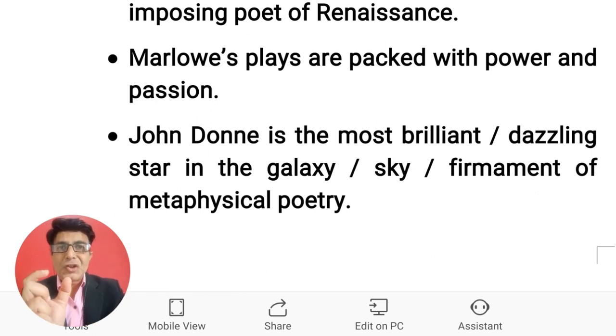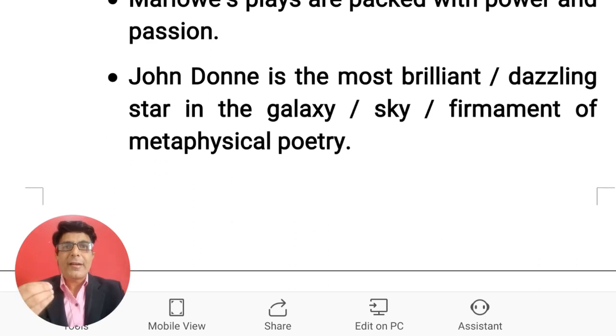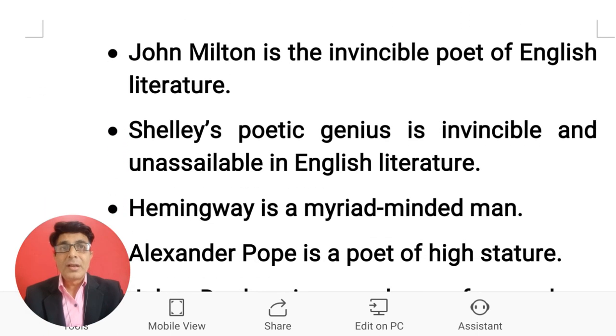So instead of the name John Donne, you can use any other. You can write John Keats. If you are writing an answer on John Keats, P.B. Shelley, or any other poet, you can use this sentence: P.B. Shelley is the most brilliant star in the firmament of English poetry. Or you can use this kind of sentence: John Milton is the invincible poet of English literature, right? Or you can say Shelley's poetic genius is invincible and unassailable in English literature.